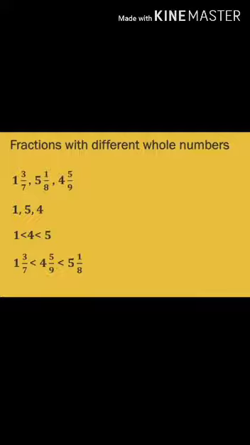Now let's see another example of the same scenario. This time I have taken these fractions: 17 and 3 out of 11, 13 and 5 out of 8, 14 and 7 out of 9. Again, in this scenario, we can see that the whole numbers are different. So we will just write the whole numbers first: 17, 13, 14, and we know how to arrange them in ascending order.